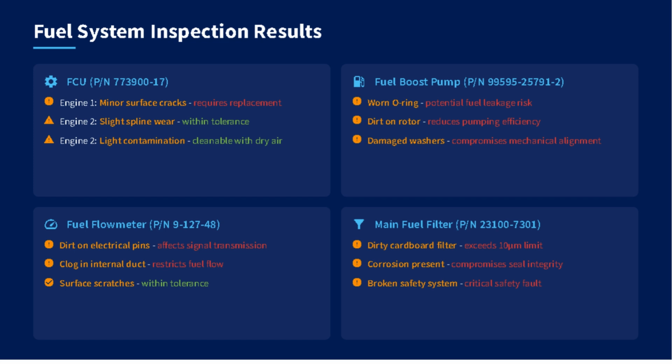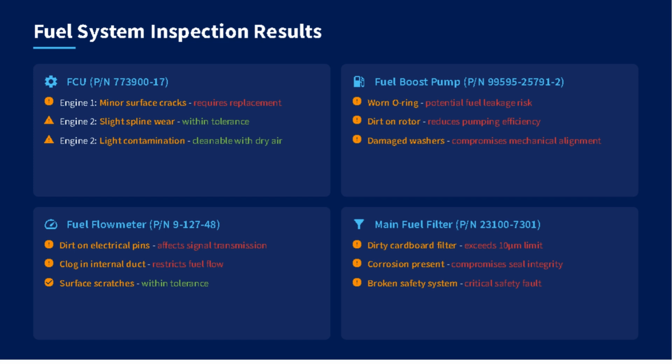For the fuel flow meter, you need to check the different characteristics and check the electrical connection pins and the clogging in the internal duct, both of which affect the signal transmission of the flow information. The surface scratches were within tolerance, but the contamination should require immediate attention to the system.